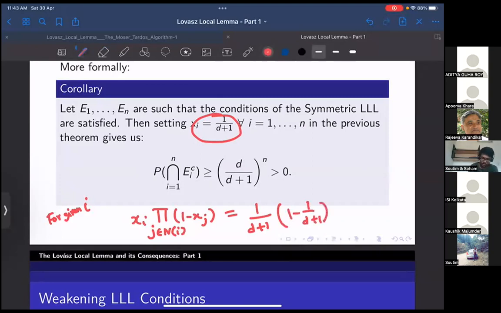The degree of i will appear here, right? The number of terms in this product is precisely the degree. We know that the degree of i is less than or equal to d, because each Ei is dependent on at most d many events. Okay, so since this quantity is less than 1, we can write that this holds.